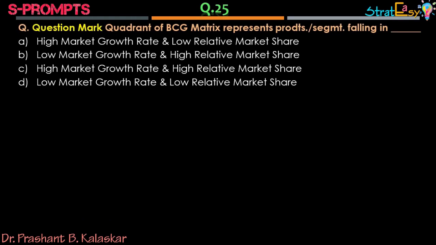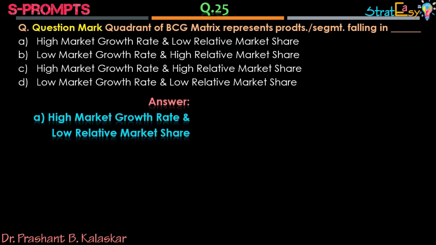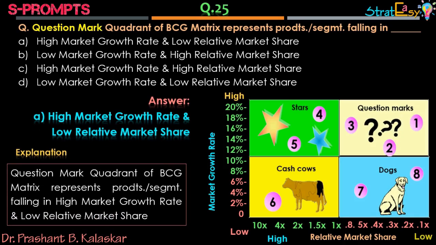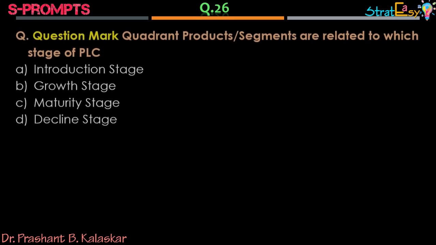Question number 25. Question mark quadrant of BCG matrix represents products or segments falling in dash, and the right answer is option A, high market growth rate and low relative market share. So question mark quadrant of BCG matrix represents products or segments which are falling into high market growth rate and low relative market share.